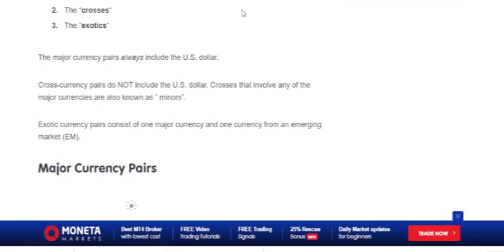The exotic ones are the currency pairs that consist of one major currency and one currency from an emerging market. Emerging markets are still developing markets. We are going to look at examples like Brazil and Turkey.